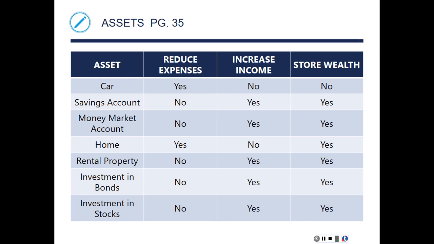So here's a list of assets from the table on page 35. Once again, just looking at what their role is, whether they increase income, whether they store wealth, or whether they reduce your expenses. And some different things that I mentioned in the previous slides.